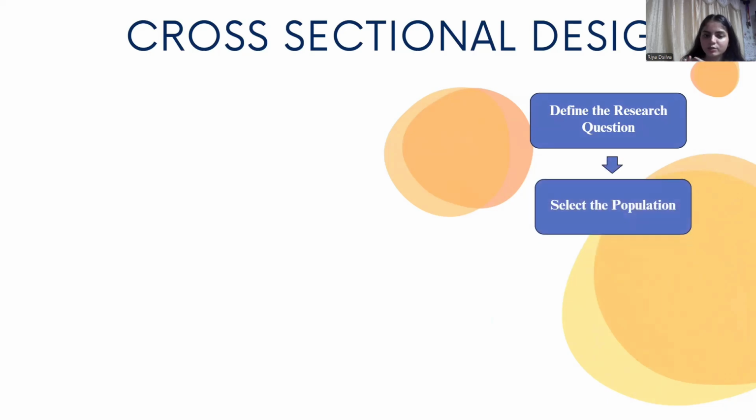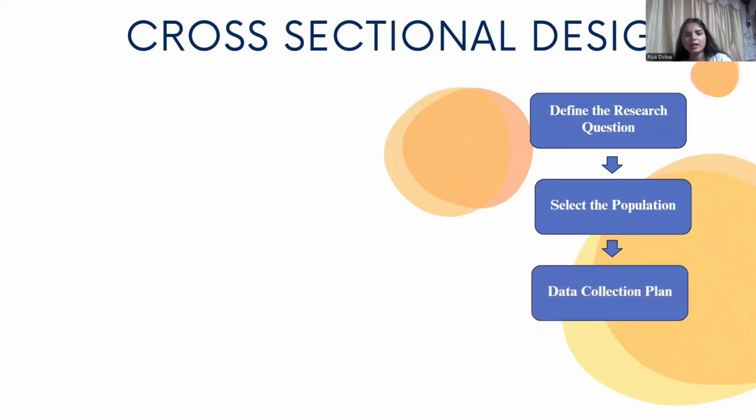Second is to select your population. Choose a group of people you want to study. This could be done based on age, location, job, and other characteristics, like selecting adults of a specific city. Next is data collection plan. Decide what information you need and how to collect it. For instance, you might gather data on exercise habits and the health status through surveys.